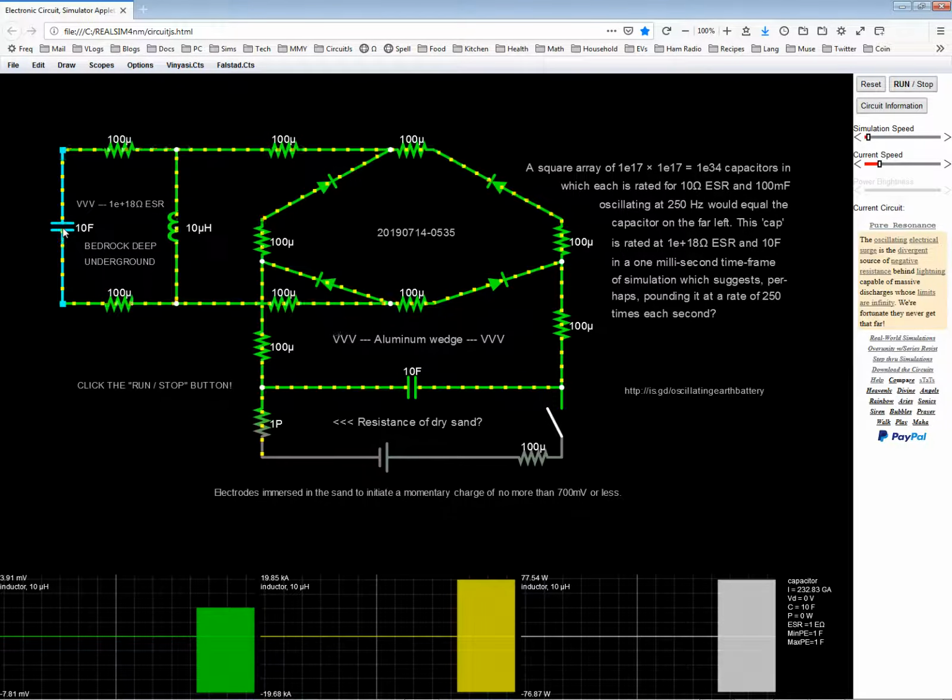Yet 232.83 gigaamps is registering. So it's like passing through it or around it. Not through it, obviously. It's interacting on either side as if it were invisible. It's as if it were not there. And what that means is, by eliminating charge and discharge, I've eliminated saturation.